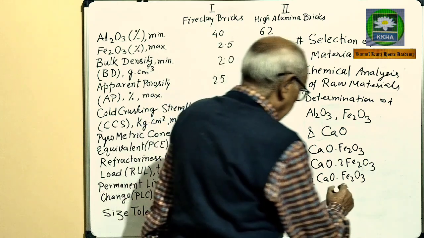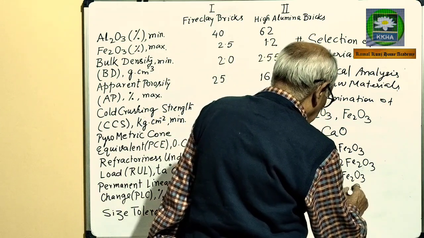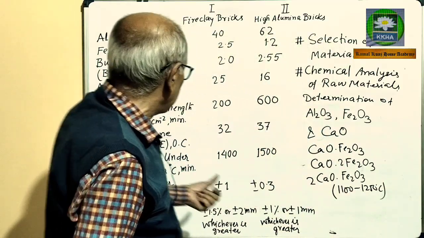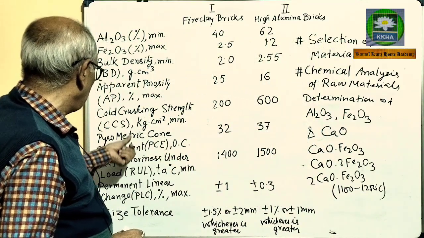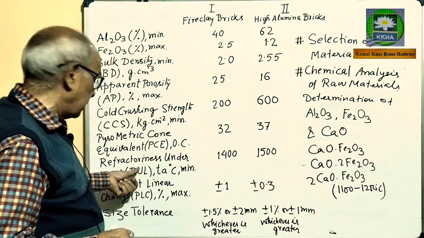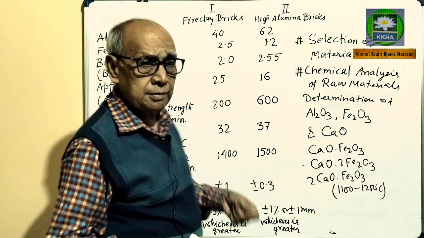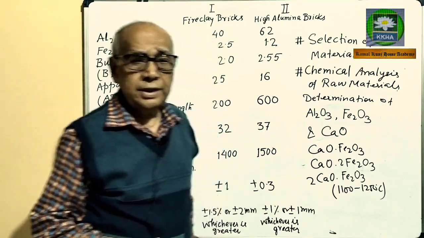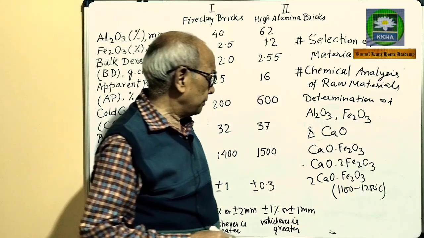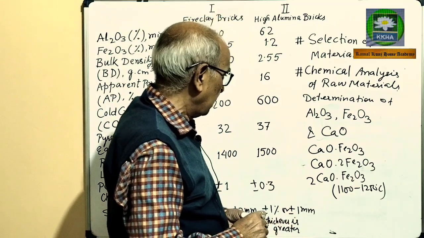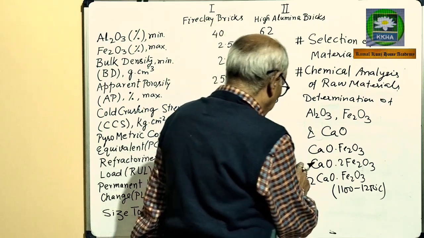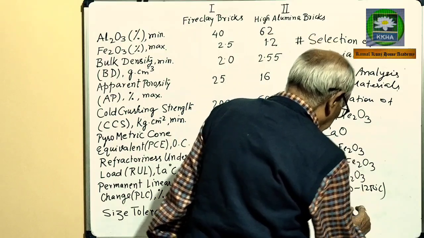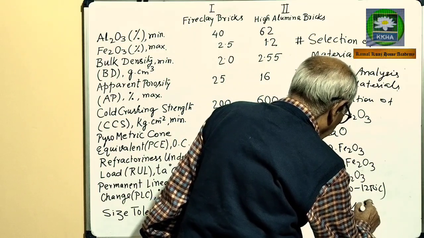It melts in the region of 1100 to 1250 degrees Celsius. So it will affect the PCE value, pyrometric cone equivalent, and refractoriness under load. Hot load bearing capacity will be reduced. So lime content should be as minimum as possible. It should be less than 0.5%.